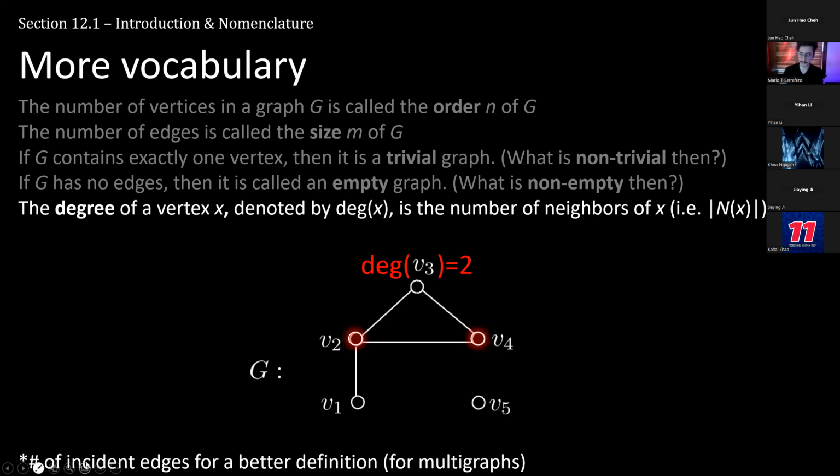In the case of multigraphs, we actually define it as the number of incident edges because you can have multiple edges going to the same node. We haven't talked about multigraphs yet. We're going to get there in section 12.3. But a multigraph is essentially allowing us to have multiple edges between nodes, as in some of the modeling scenarios in the beginning slides.